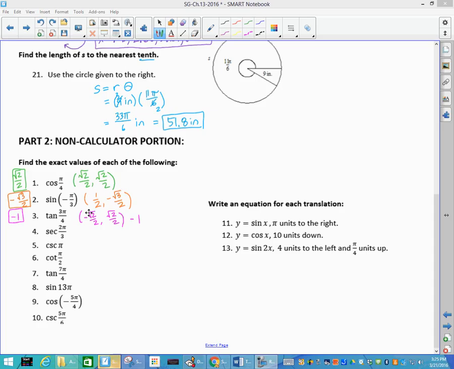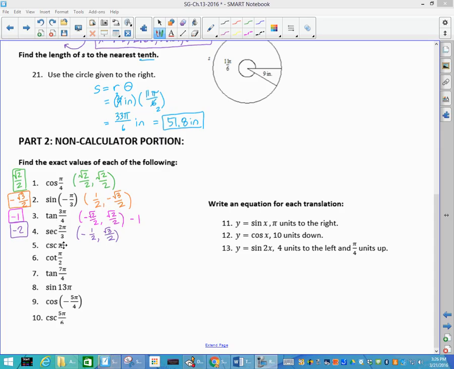Okay, secant of 2 pi over 3. 2 pi over 3 is in the second quadrant, and that means that my x value is negative 1/2. My y value is the square root of 3 over 2. Secant is 1 over the cosine. This is my cosine value. So when I take the reciprocal of that, I'd be looking at my reciprocal chart if I wrote it at the bottom of my page. Otherwise, I have to know to take the reciprocal of negative 1/2, which is negative 2.